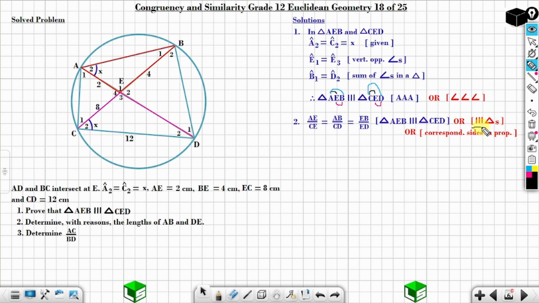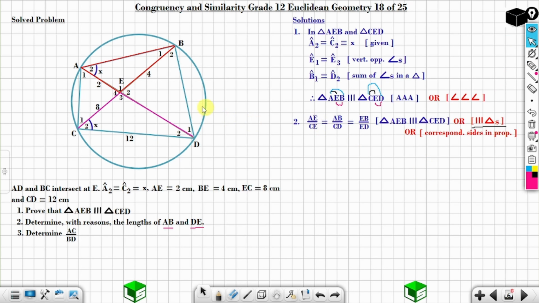This reason is used most of the time. Okay? So now we can solve for AB. We can solve for AB because we have AB and we can solve for DE. We have DE or ED.